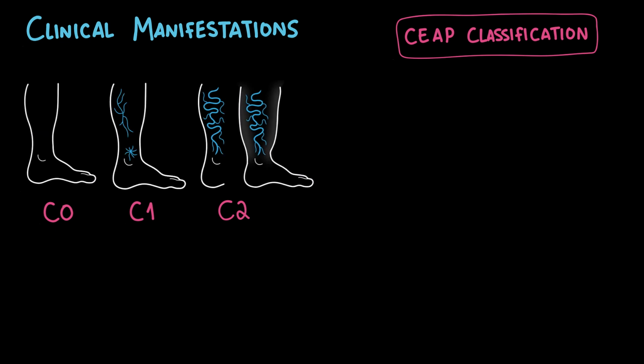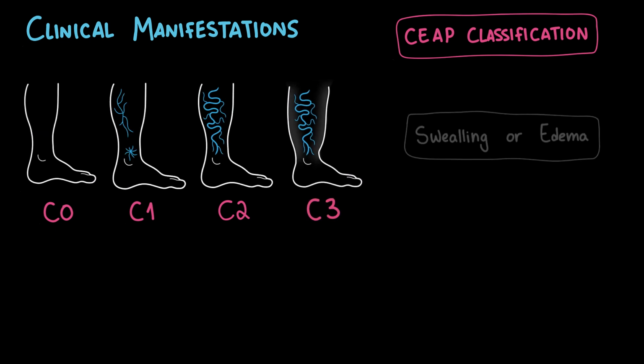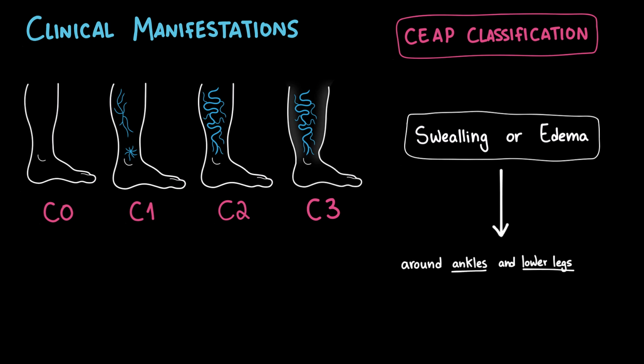Now, moving on to the C3 stage, this is where swelling, or edema, starts to appear. At this point, the veins can no longer handle the increased pressure, so fluid begins to leak out of the capillaries into the surrounding tissues. Clinically, this shows up as swelling, usually around the ankles and lower legs. The edema tends to worsen throughout the day, especially if someone spends a lot of time standing or sitting still, and it improves overnight or with leg elevation. Over time, though, if venous hypertension continues, this swelling can become more persistent and harder to reverse.